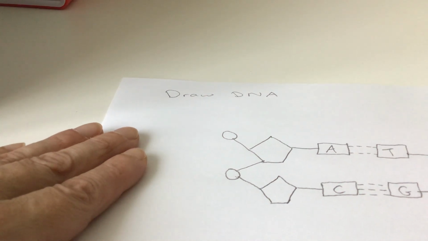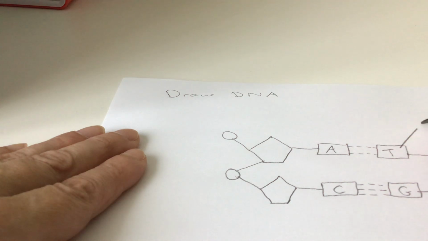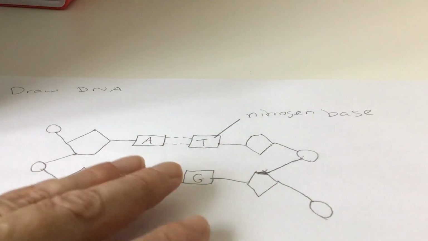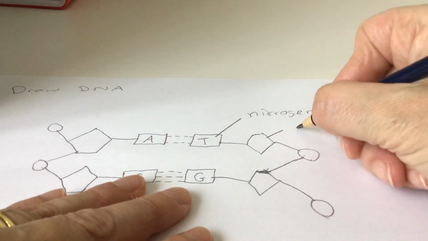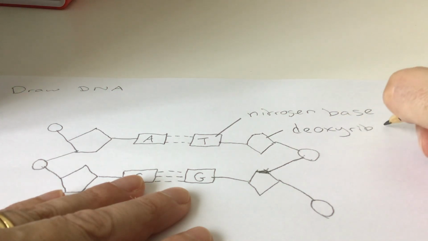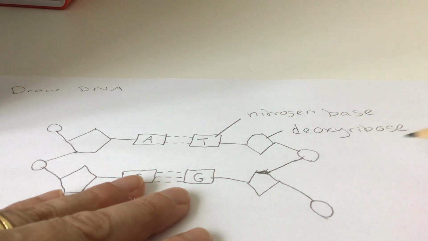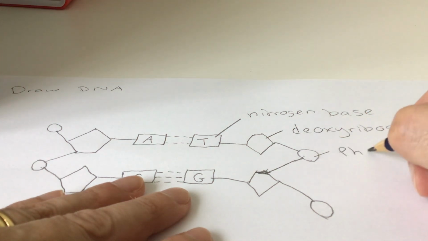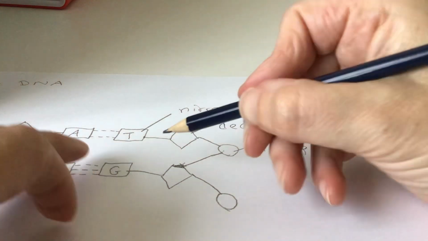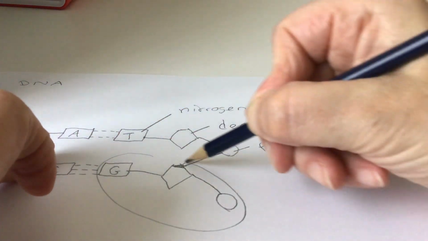Now what can we label here? We can label a nitrogen base. I'll move that along. We can label our deoxyribose this time. And we can label our phosphate group. Okay, we can label a nucleotide again, like so.